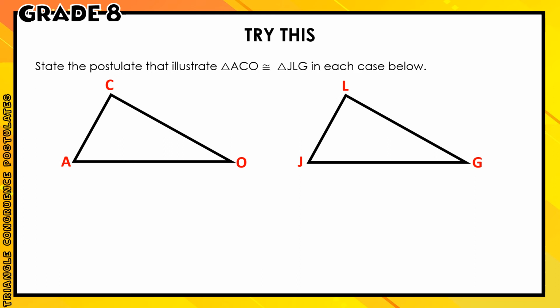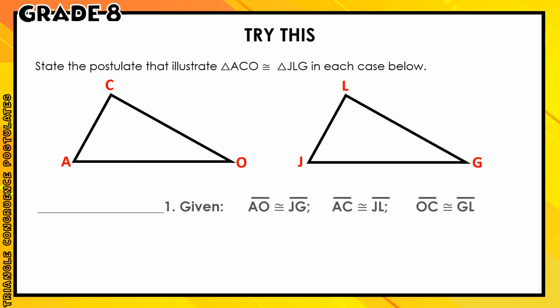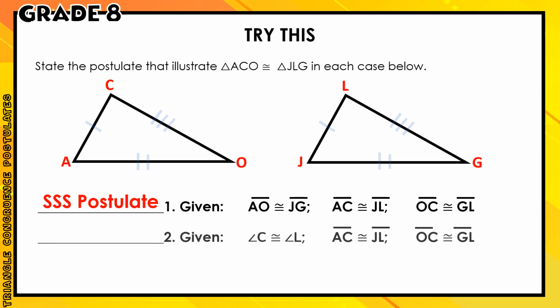State the postulate or theorem that illustrates triangle ACO is congruent to triangle JLG in each case below. So let's have the given one. Lagyan natin ng markings para mas madali. Ayan. Anong postulate ang ginamit natin dyan? We use, correct, the SSS postulate. Let's have the second one. Lagyan ulit natin ng markings sa triangle. Anong postulate ang ginamit natin dito? For number 2, we use SAS, correct, SAS postulate.